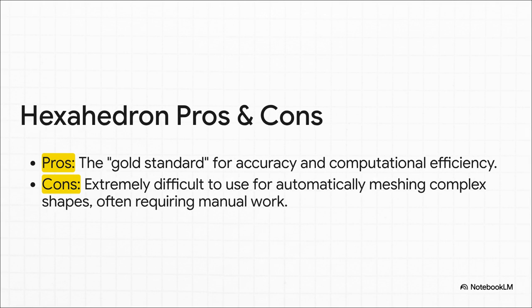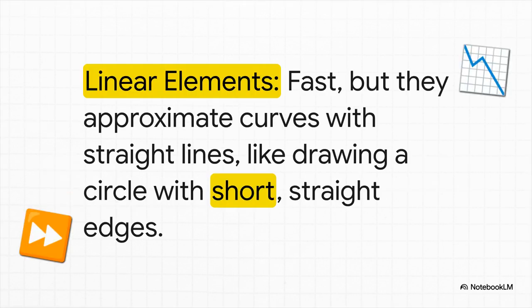Now, on the other hand, we have the hexahedron, or hex. And trust me, this is the gold standard for a very good reason. It gives you super accurate results, and it's computationally efficient, meaning your computer solves it faster. The problem? Well, just try filling a complex, curvy object with a bunch of perfect little bricks. It's a huge challenge, and often an engineer has to go in and build that mesh by hand, which can take hours.